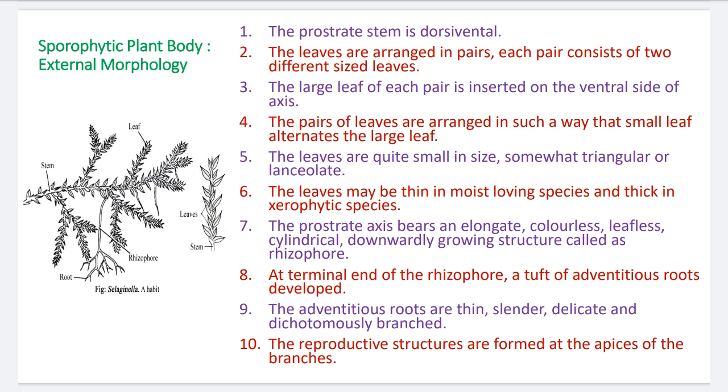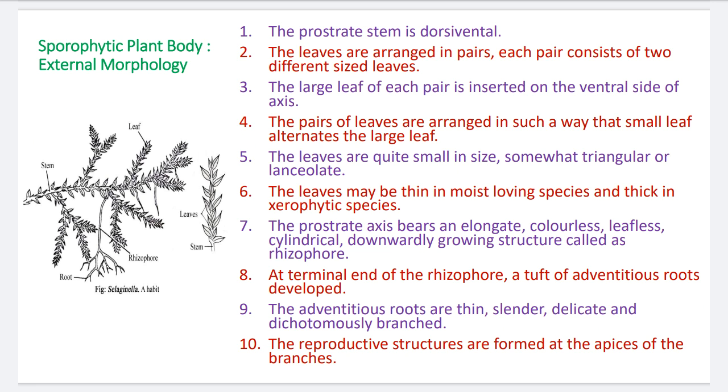Now point number 1. The prostrate stem is dorsiventral. The stem of Selaginella is dorsiventral, means it is somewhat flat, showing an upper dorsal and a lower ventral side. Number 2, leaves are arranged in pairs. You see in the photograph or in the figure, leaves are always in pairs. Each pair consists of two different sized leaves. You see in the pair, the size of the leaves is different. One is small, another one is large.